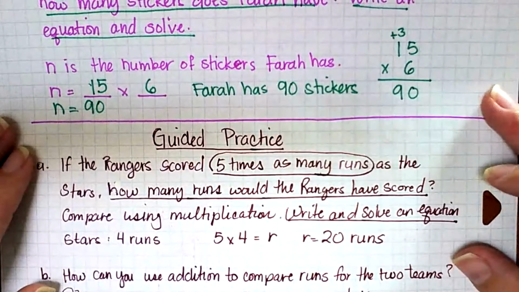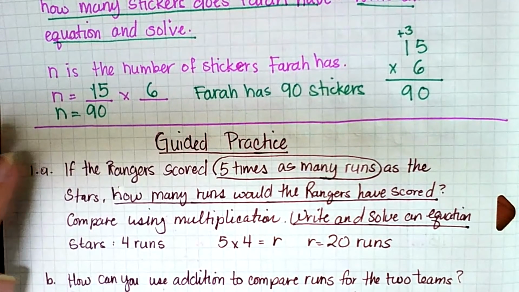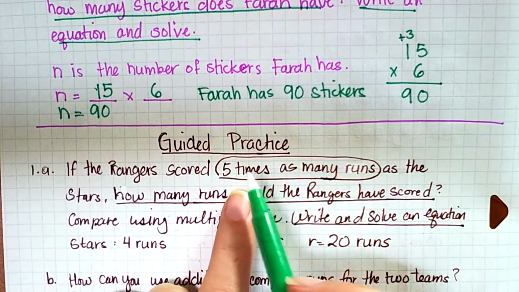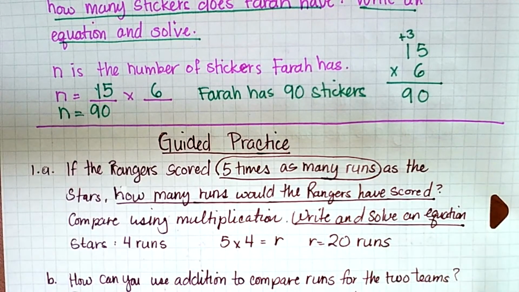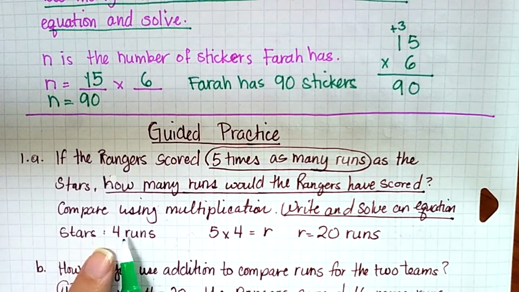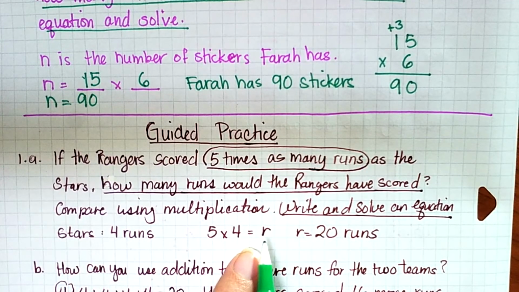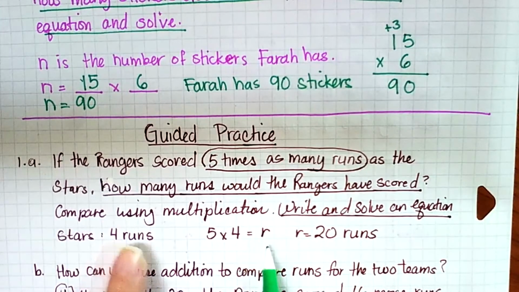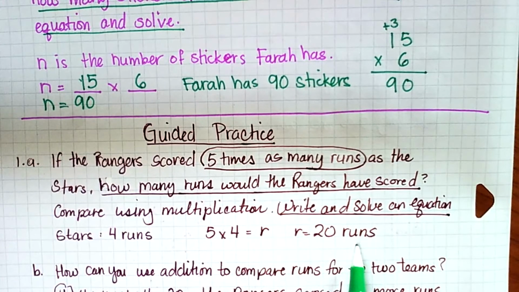It says, if the Rangers scored 5 times as many runs as the Stars, how many runs would the Rangers have scored? Compare using multiplication, write and solve an equation. So we annotated already, 5 times as many runs, and the question, how many would they have scored? Write and solve an equation. So I know from the information that was on that page that the Stars scored 4 runs. So if I use R to equal the number of runs that the Rangers got, 5 times as many, so 5 times the 4 runs that the Stars got will tell me how many runs the Rangers got. 5 times 4 is equal to 20. So the Rangers scored 20 runs.